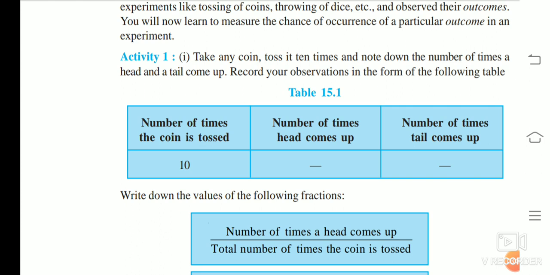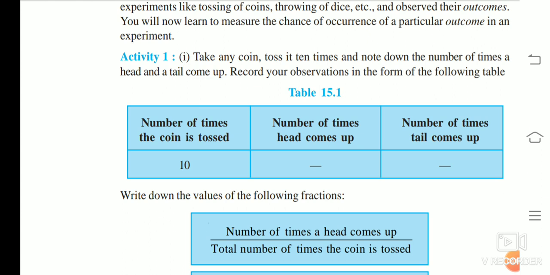Number of times the coin is tossed: 10. Number of times head comes up: it may be 5 times or 4 times or 2 times or nothing, that is 0. Number of times tail comes up: that is the remaining. If you have 4 times head, the remaining 6 times is tail. Just avoid unexpected things; we need only the answer head or tail.